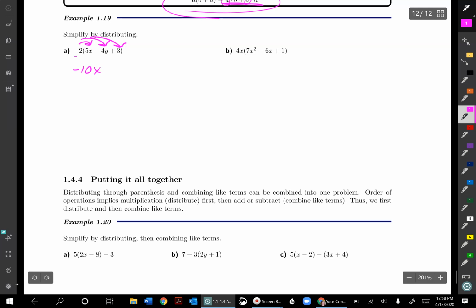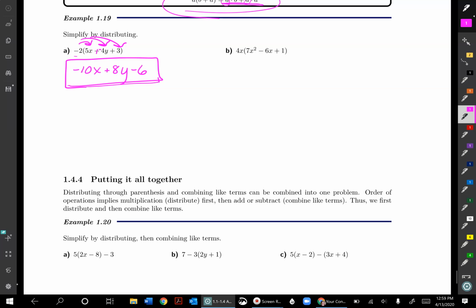Negative 2 times negative 4y, or you could think of it as plus negative, right? So that would be a positive 8y. So really watch your signs there. Negative 2 times 3 is going to be a negative 6, or subtract 6. So I'm streamlining, I'm going quick. If this is the first time you've seen it, again, make sure you talk to me right away. You really probably want to take Math 92 where you learn this from scratch.